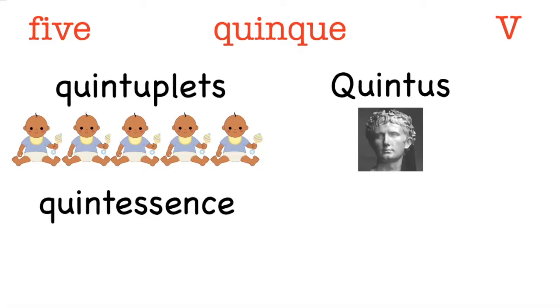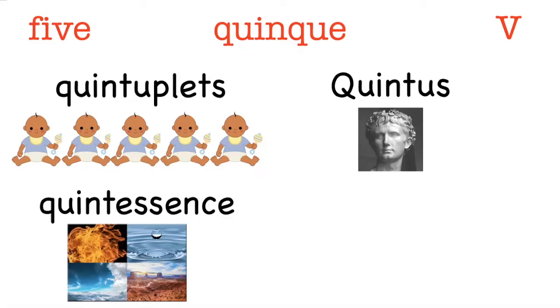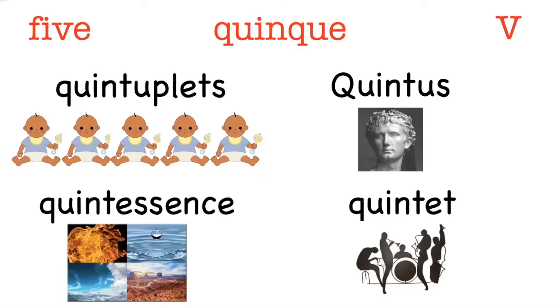Quintessence. This is a philosophical idea. I don't want to really get into the philosophy of it, but there were the 4 elements, and then the quintessence was the 5th element, and that was kind of the divine, if you will. And then a quintet is a 5-person music group.